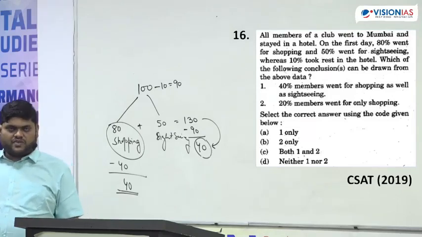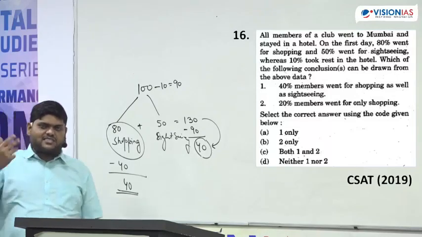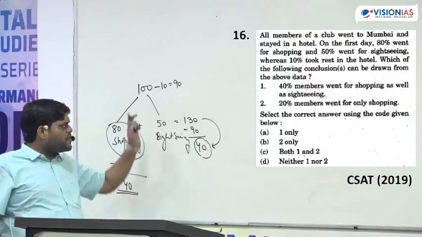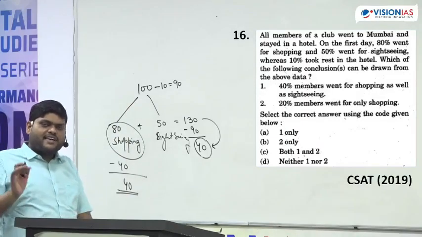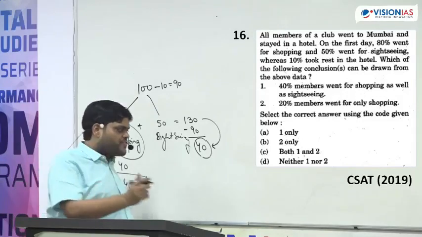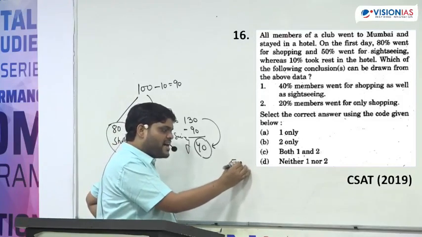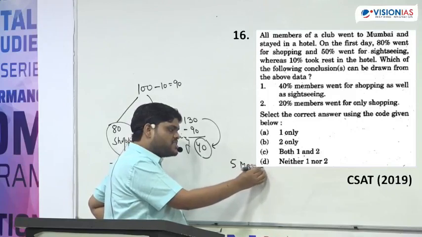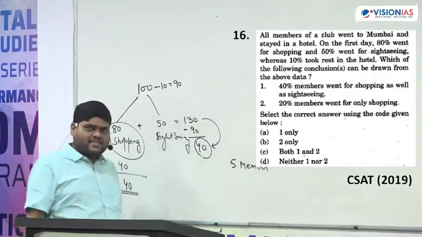80 plus 50 not clear? Okay, just think about some simple example. Forget about this thing. Suppose in your family 5 members are there.